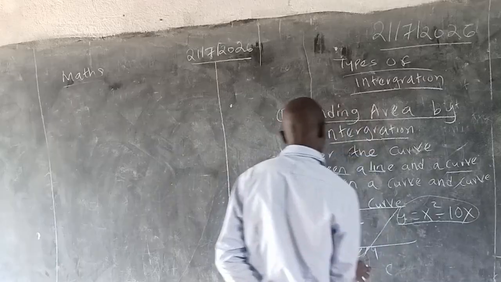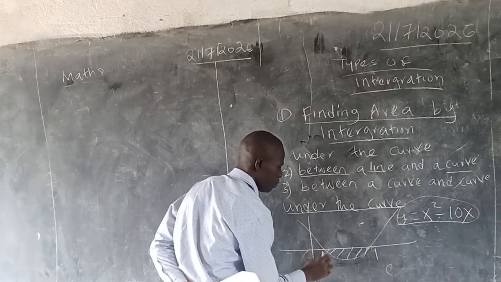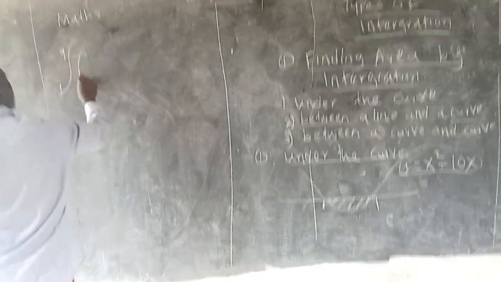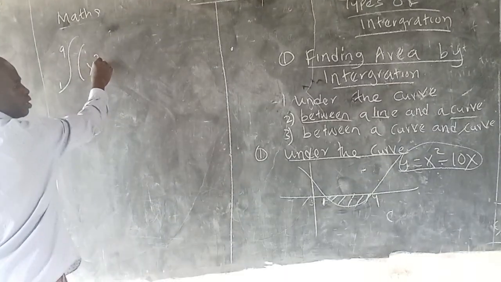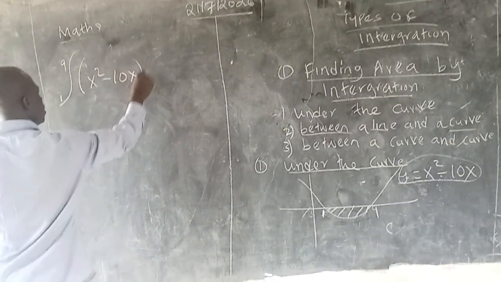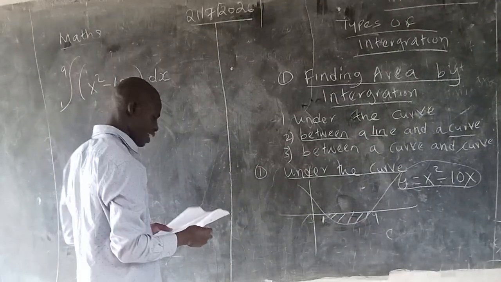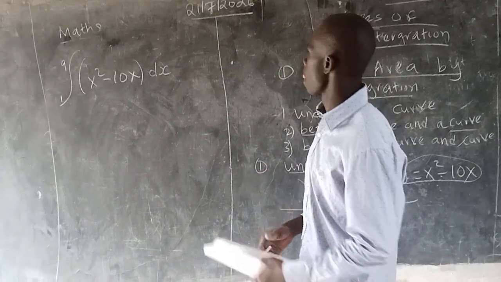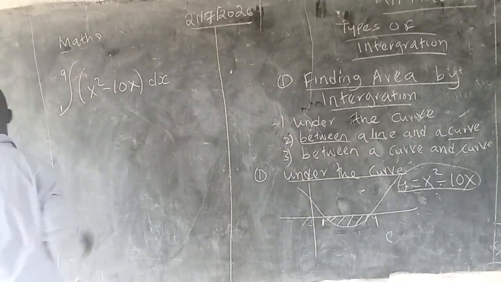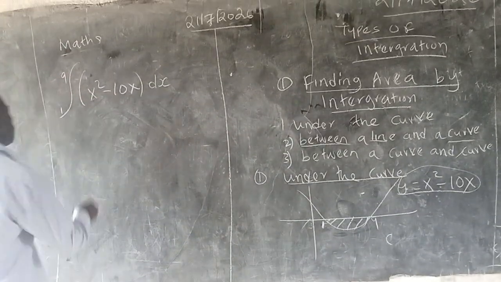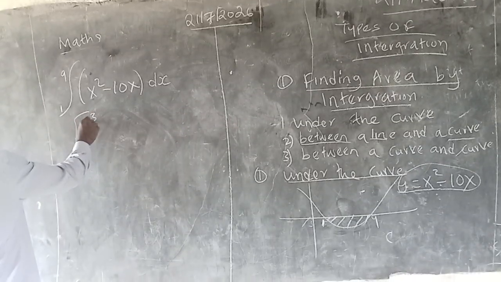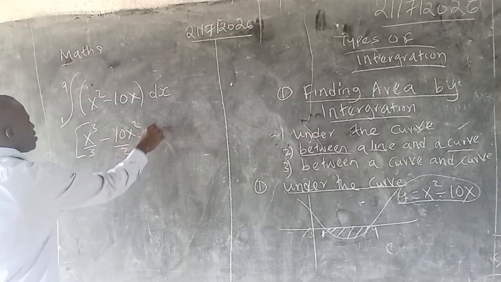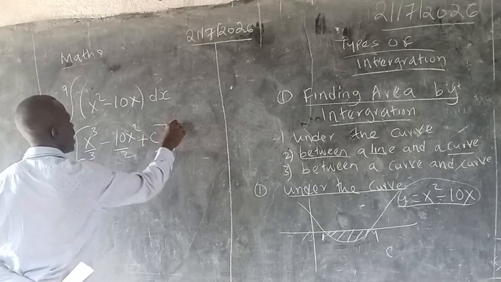So when you integrate this equation, from which limit? From 1 to 9. Now students, we integrate from 1 to 9 the curve x squared minus 10x dx. That's how we integrate it, and when we integrate that curve, we get the area. The law of integration: increase the power by 1, divide by the new power. Therefore, we get x cubed over 3 minus 10x squared over 2 plus c. We integrate from 1 to 9.